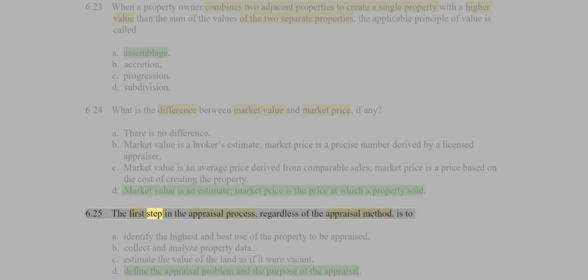6.25 The first step in the appraisal process, regardless of the appraisal method, is to A. Identify the highest and best use of the property to be appraised. B. Collect and analyze property data. C. Estimate the value of the land as if it were vacant. D. Define the appraisal problem and the purpose of the appraisal.